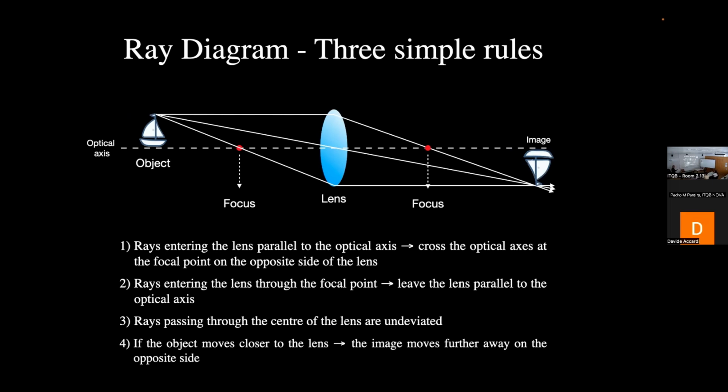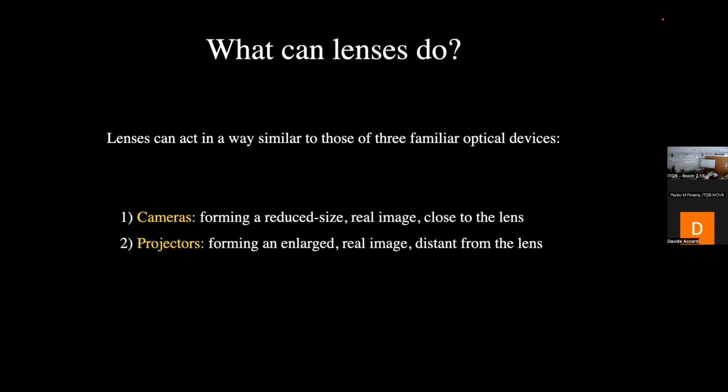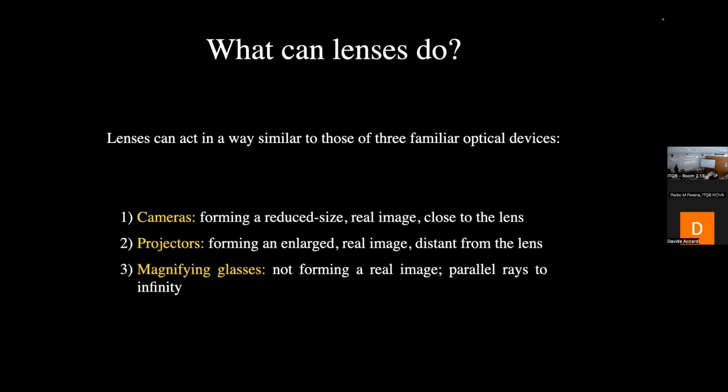Okay. So now that we know this, we can go a little bit deeper. You have to know the lens can do mainly three things that we find in our daily life. It's really familiar for us. They can behave as cameras do, forming a reduced size real image close to the lens, or they could behave as projectors, forming an enlarged real image distant from the lens, like this one that you are seeing here on the screen. Or they could behave as magnifying glasses, not forming a real image, with parallel rays to infinity. I will show you as the word. Okay, let's have a look.